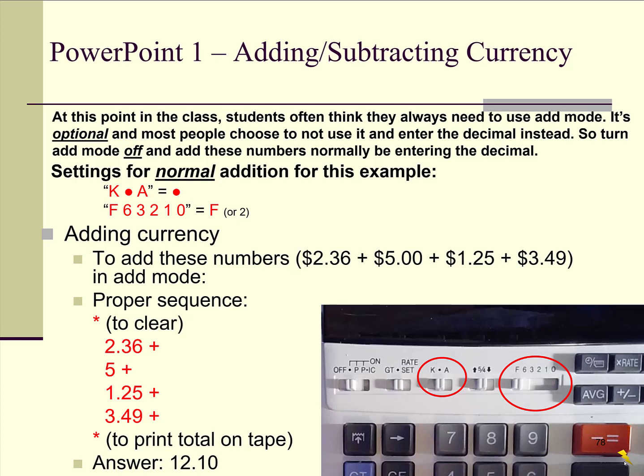So again, that's the add mode. Use it if you like, or choose to not use it. It's up to you.